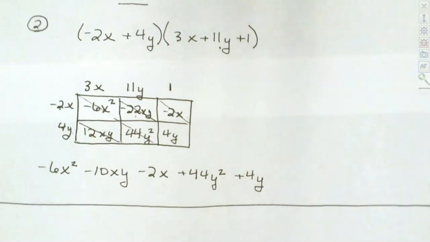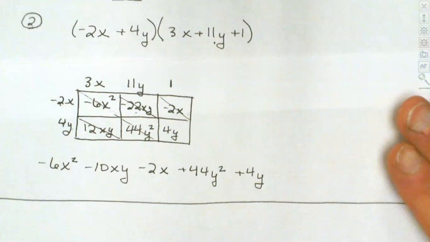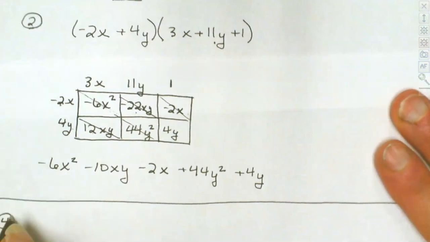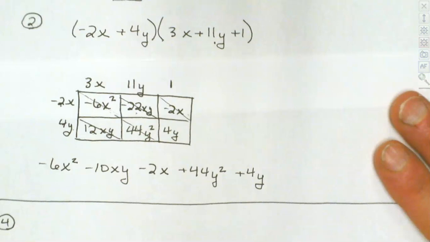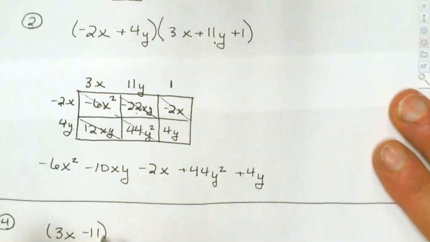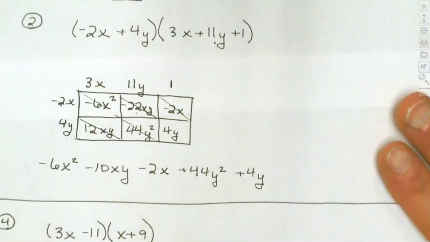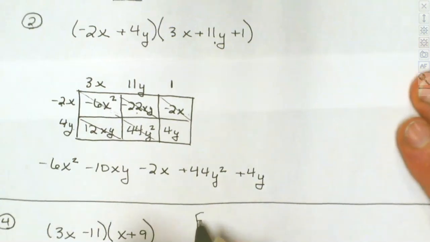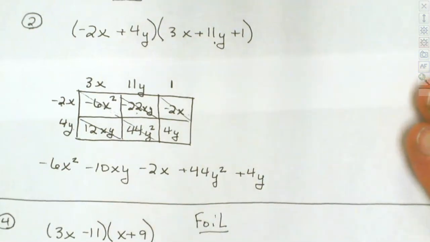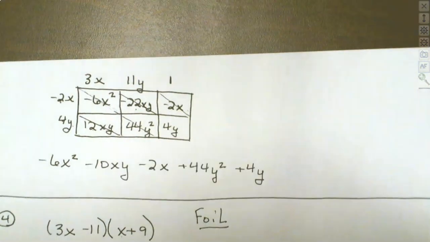Question 4 is not going to require the box method. Question 4 is a little bit easier because we can simply FOIL. Now, how do I know that I can FOIL? Well, we use the FOIL method when it's 2 by 2. 2 terms here, 2 terms here. So we know that we can apply our FOIL method.